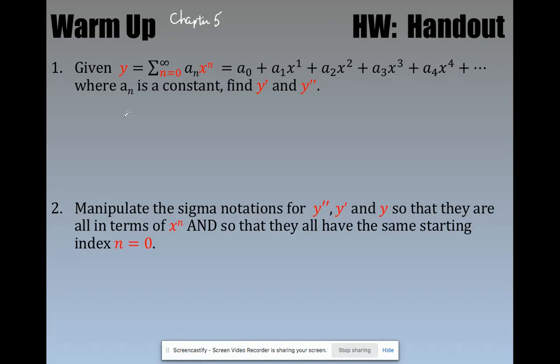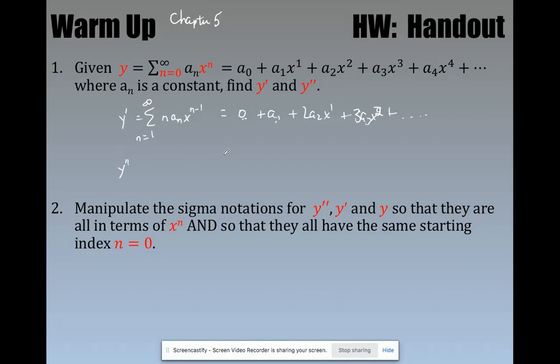If you can find y prime and y double prime in the same format. For y prime, the derivative of a constant is 0, and so on and so forth. So hopefully you can see that in my summation notation, I would have n times a sub n, x to the what? n minus 1. But your index wouldn't start at 0, would it? Where would it start? It would start at 1, because my first term is actually 0, but I want the first term I see to be a sub 1.